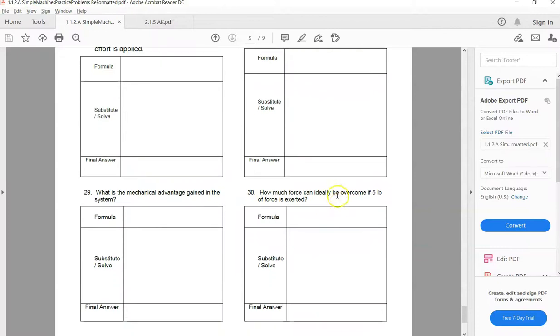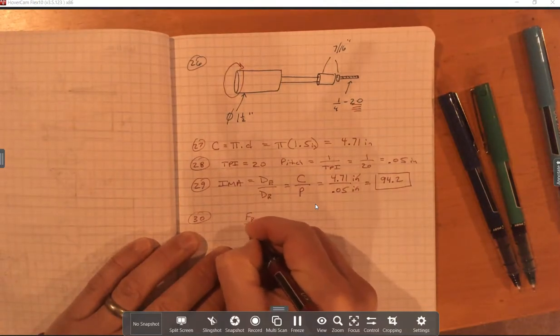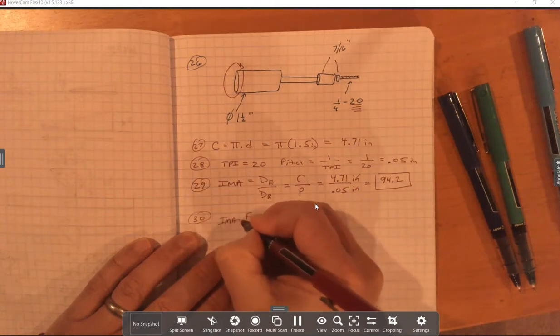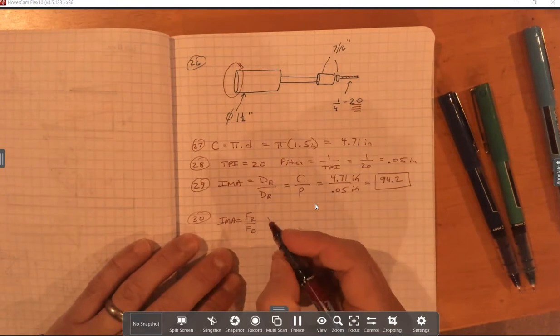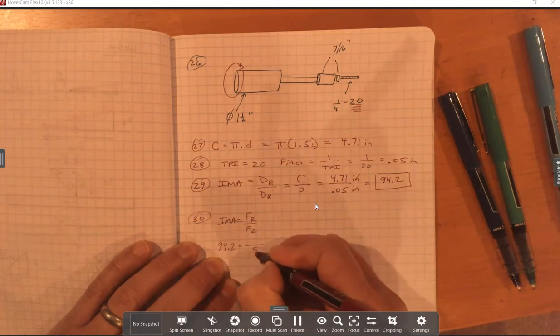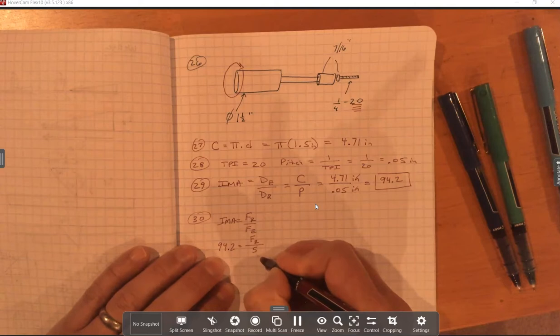30 says how much force can ideally be overcome. So this word ideally means we're going to go ahead and use the IMA that we just calculated, the 94.2, with the forces. If 5 pounds of force is exerted, so that's our effort force. So our regular ratio of force is FR over FE, which is really equal to the AMA. We're going to go ahead and put it with IMA because they've kind of asked what's the ideal or best case scenario. So we're going to say that the 94.2 is equal to an unknown amount of resistance force with our 5 pounds of effort.